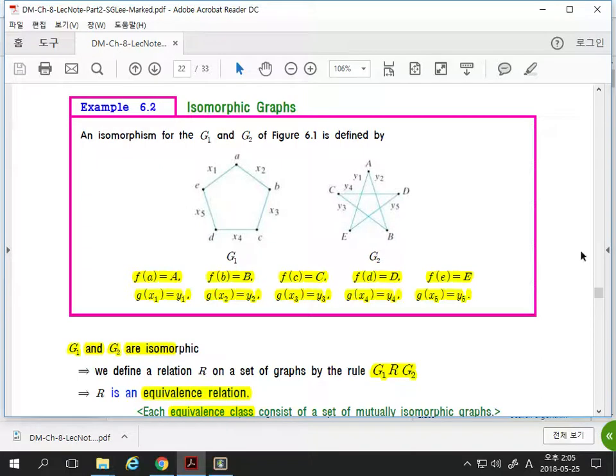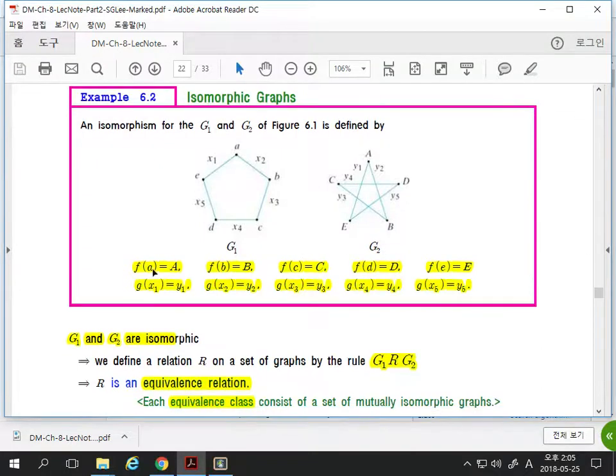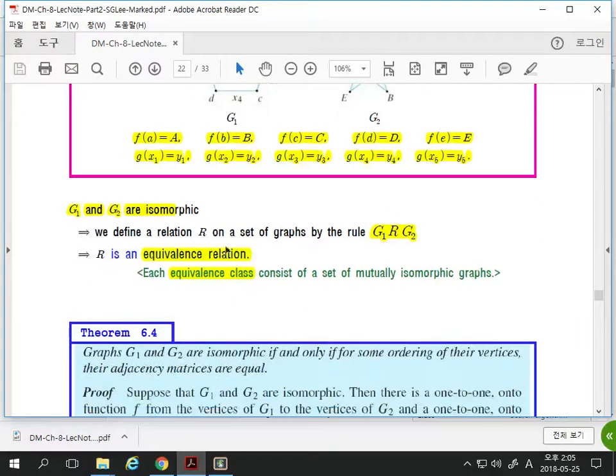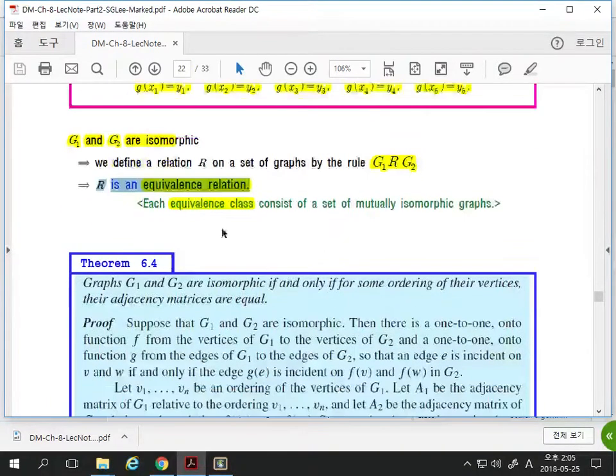배치만 바뀐 거지. Okay? So these two functions are one-to-one and onto, and the incidence vertices of each edge are preserving the positions and orders. So by the definition, these two graphs are isomorphic. These isomorphic relations, if we define an R as the relationships like this and isomorphism, then these isomorphic relations form an equivalence relation. Okay? And each equivalence class consists of a set of mutually isomorphic graphs.